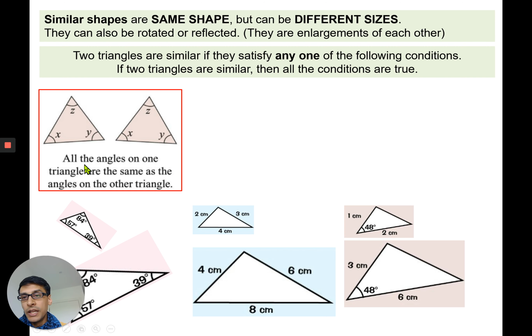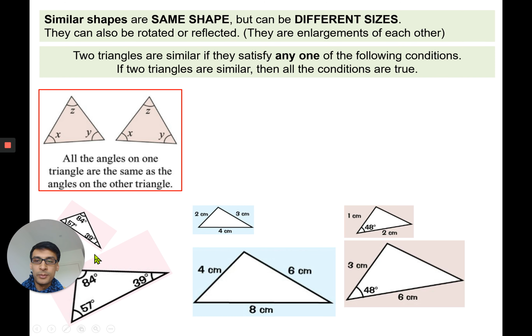So they're similar if all of the angles match. Now we've kind of discussed that with congruence. So if the triangles match, then yes, that triangle might be twice as big, but it's similar. It's the scale factor here. And there's an example just below with my face covering it.